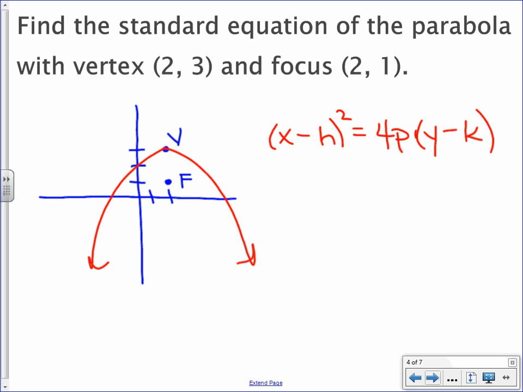Okay, do we know our vertex? Yeah. We know our vertex. Be careful, make sure the x coordinate goes with the x and the y coordinate goes with the y. So this needs to be x minus 2 squared and y minus 3.